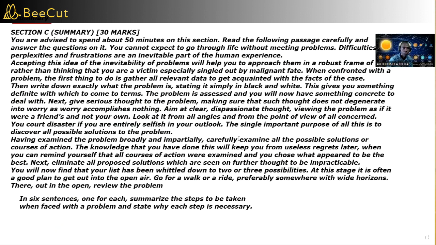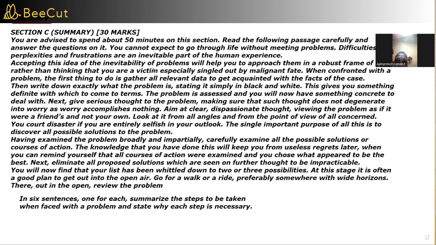And you can see from the introduction of the passage, it said, you cannot expect to go through life without meeting problems, difficulties, perplexities, and frustrations. And so difficulties, perplexities, and frustration are inevitable parts of the human experience. It's talking about that there will be problems, and when there are problems, how do you go about solving them? So accepting this idea of the inevitability of problems will help you to approach them in a robust frame of mind rather than thinking that you are a victim or especially singled out by malignant fate.